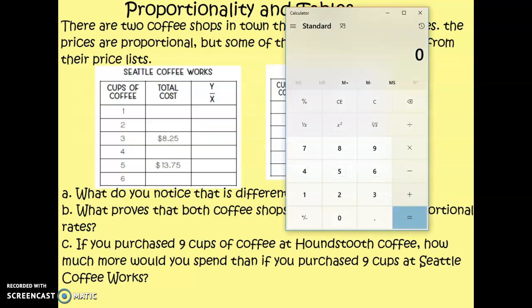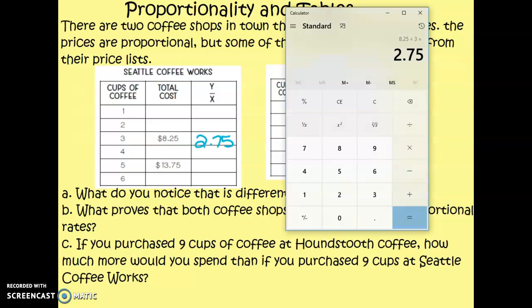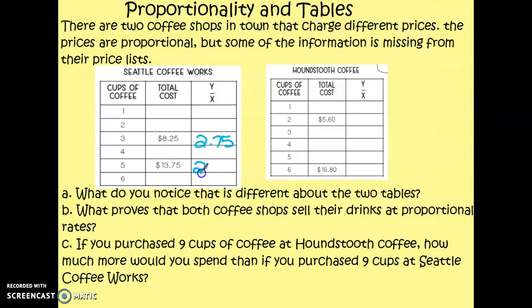So I'm going to pull up my calculator. I got $8.25 divided by 3, and we get $2.75. Okay, it's telling us that it's proportional. I'm going to go ahead and double check with this other one, $13.75. Ooh, that's our number. 13.75 divided by 5 is $2.75. Okay, so we know that that's going to be our constant of proportionality. So we can go ahead and fill that in all of our blanks on the table.